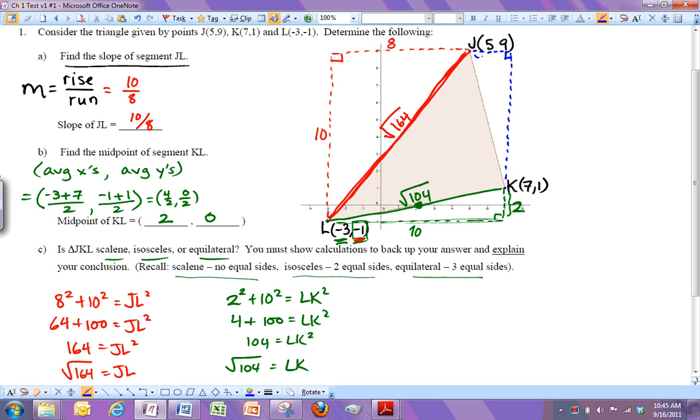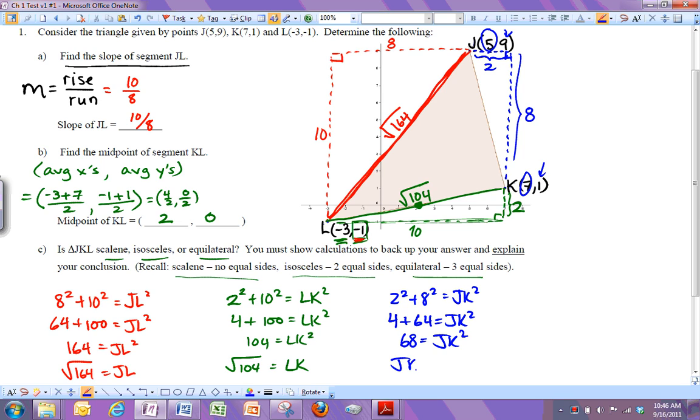And so when I'm going across the top here, the x's change, 5 to 7. So big minus little gives me 2, 7 minus 5. When I'm going straight up and down, the y's change from 9 to 1. So that's a difference of 8. Big minus little, 9 minus 1, 8. Okay, so now I'm going to use Pythag. 2 squared plus 8 squared equals JK squared. Okay, that's 4 plus 64 equals JK squared. So that's going to be 68 equals JK squared. So JK is going to end up being root 68. Root 68 for this side.